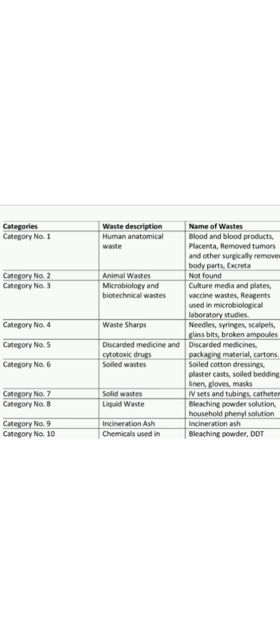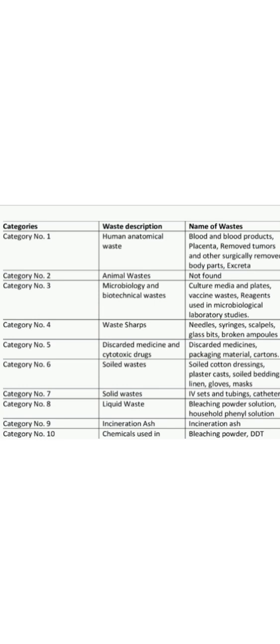In category number 1, we discard the human anatomical waste. The components are human tissues, organs, body parts. In category number 2, you can see in the picture animal waste: animal tissues, organs, body parts. In category number 3, microbiology and biotechnology waste. The components are waste from laboratory cultures, stocks, or specimens of microorganisms.